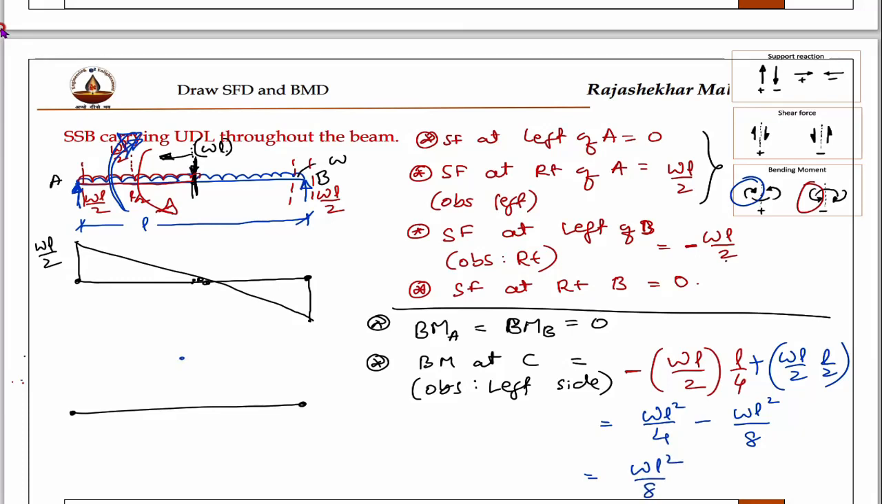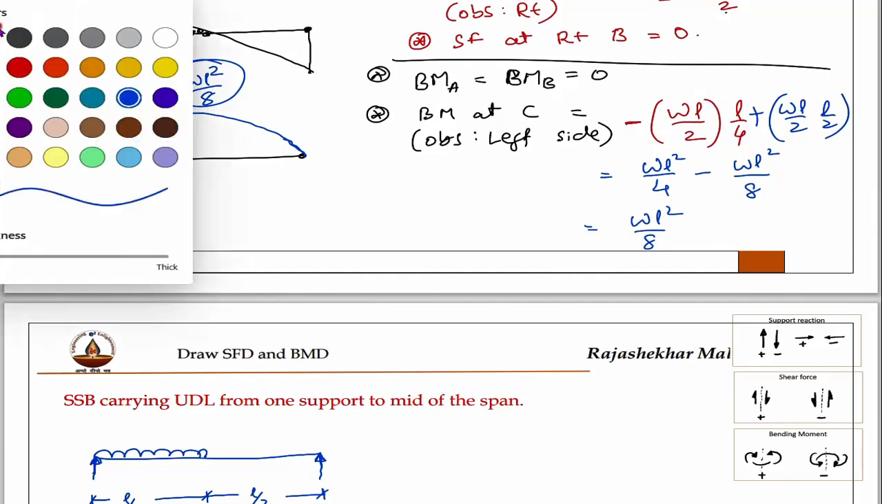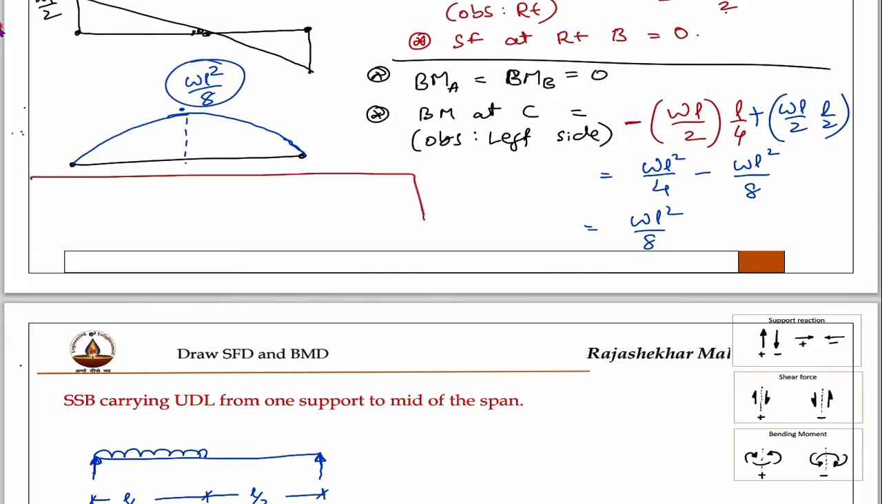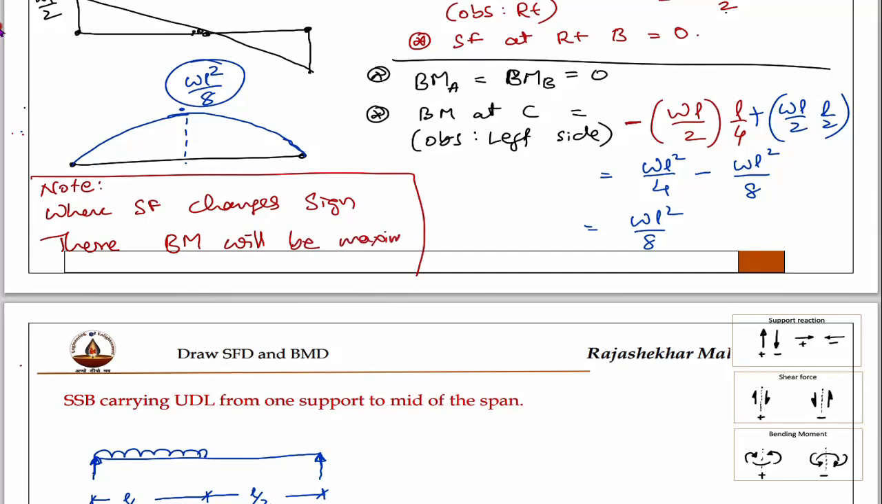Now this WL square by 8 will be at the middle span, and you have to join this with a parabola. Okay, then the maximum height of the parabola is WL square by 8. Okay, here we will make one very important note. The very important note is wherever shear force changes sign, there bending moment will be maximum.